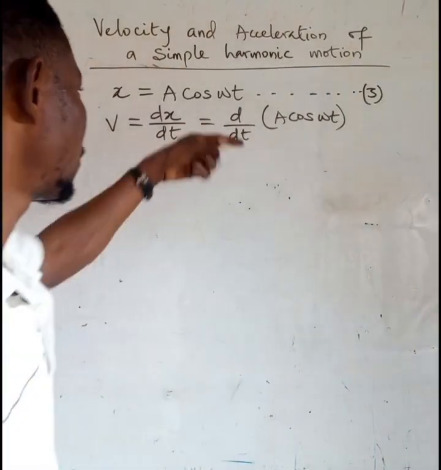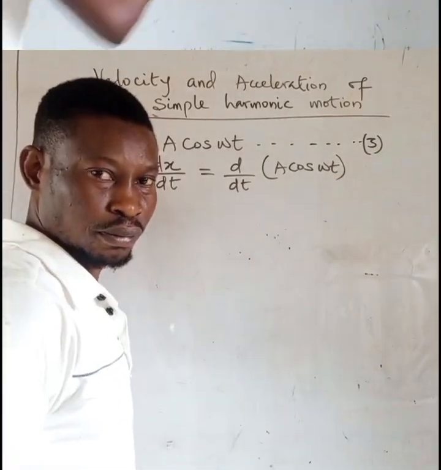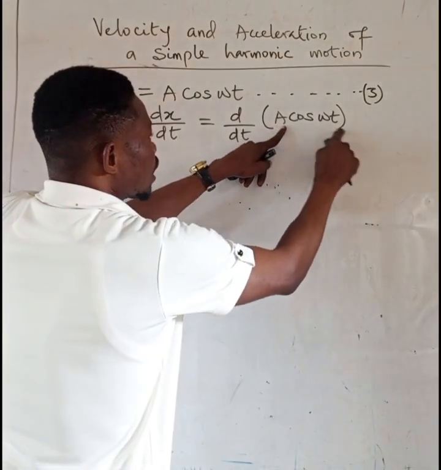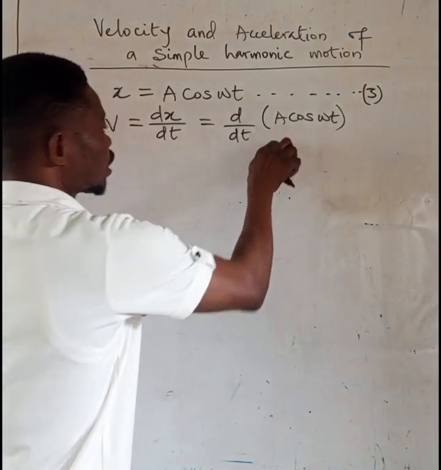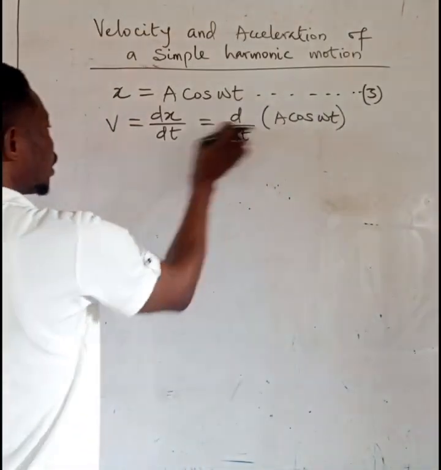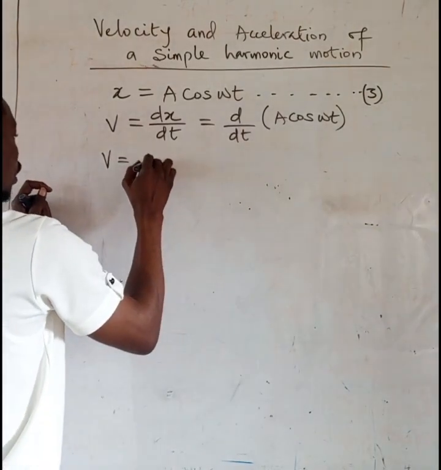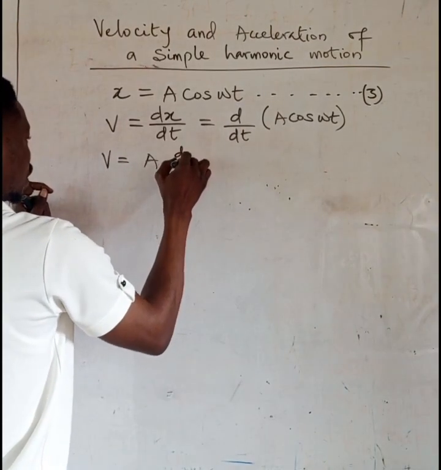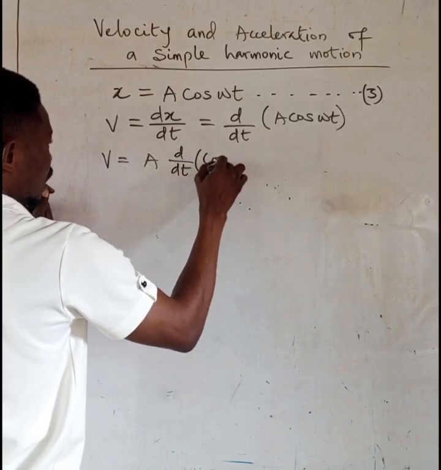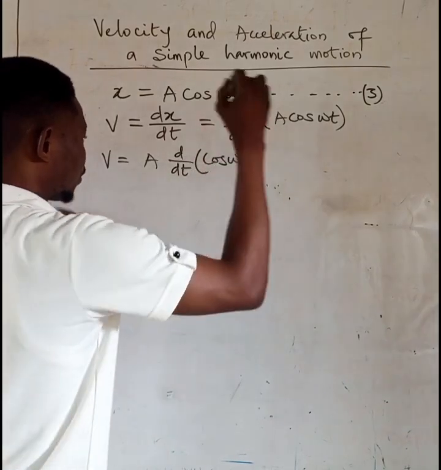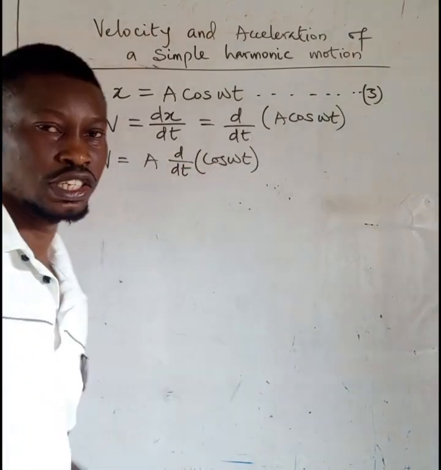So it means if we differentiate this function, we are going to get velocity. Since a in this case is a constant, and what we are differentiating with respect to is t, we are just going to bring out a. So we'll have that velocity v will be equal to a, then d/dt of cosine omega t.